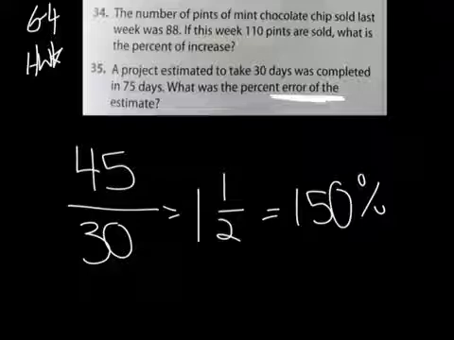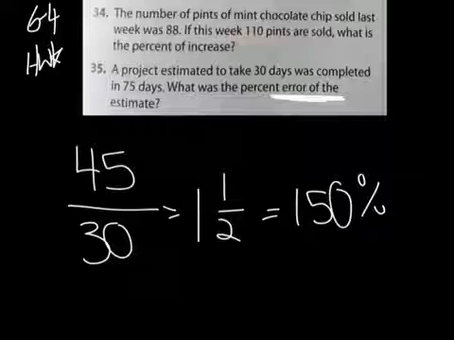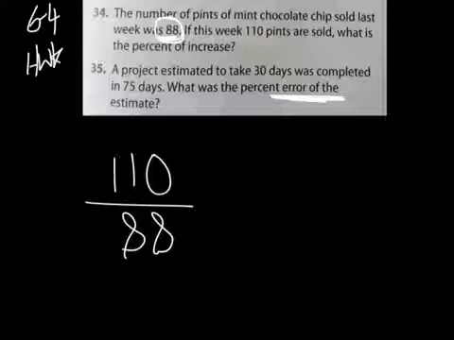Look at 34. 34, they're saying the number of pints of mint chocolate chip sold last week was 88. If this week 110 pints are sold, what is the percent increase? So we're looking for the percent increase. So how much did it percent? Am I going to put the 110 in the bottom or the 88 in the bottom? No, the 88 is the original number. Okay, and remember that it increased. Okay, we are going to base this as our whole, as our 100%, and that's our starting point. So it needs to look like this. Okay, it's going to look like this, and I'm going to simplify it.